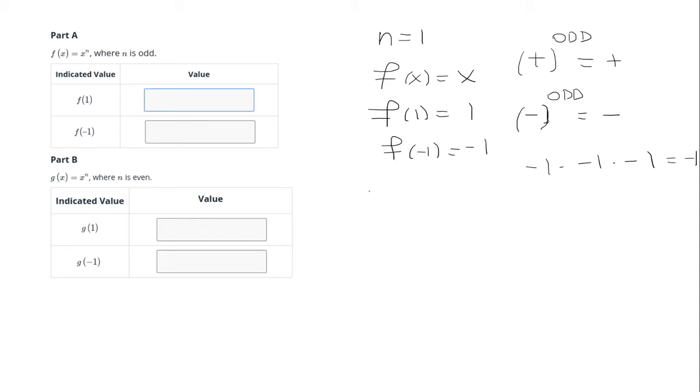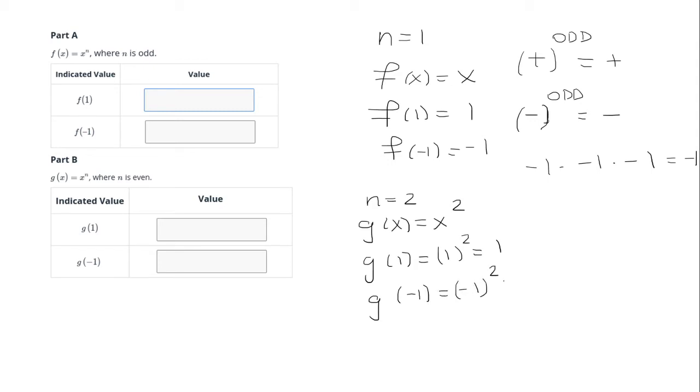Now for part B, we want to have n is even. So we can pick our favorite even number, n equals 2. So then g of x becomes x squared. And if I plug in x equals 1, that's 1 squared, which is 1. And if I plug in g of negative 1, that's the whole thing, negative 1 being squared.